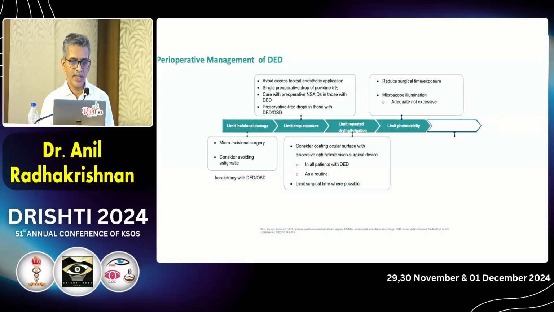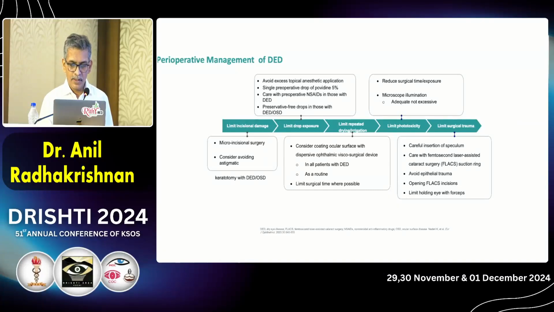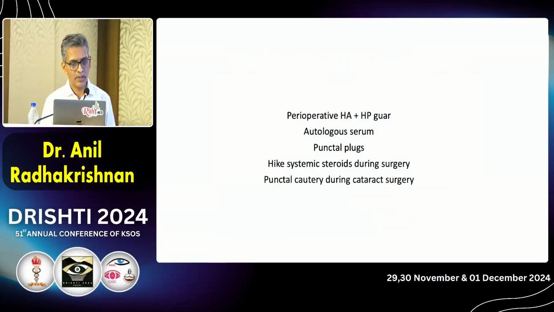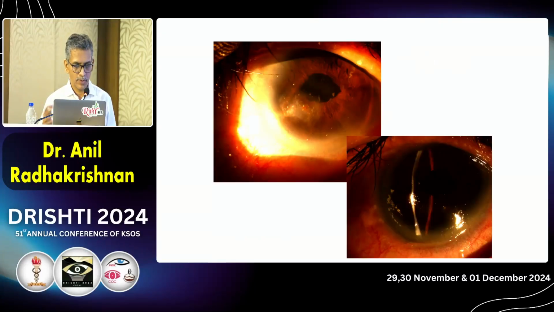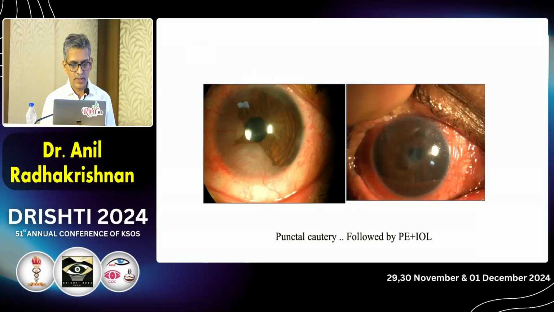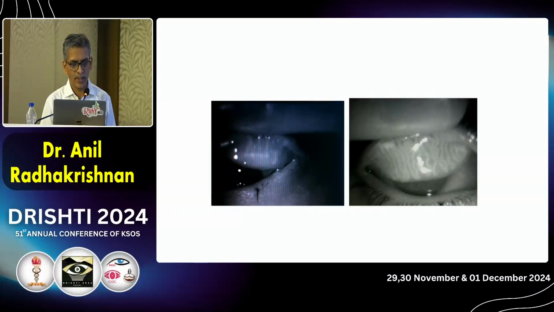Limit the surgical time. That is again very important. Then reduce the surgical trauma. As in femtosecond laser, if you have the suction rings on the limbus, that can also lead to dry eye. And if you have moderate to severe dry eye, you have to treat it more vigorously with autologous serum and other measures. Even in advanced dry eye like Stevens-Johnson syndrome, it is possible to do a punctal plug and improve the tear volume and then do a cataract surgery.